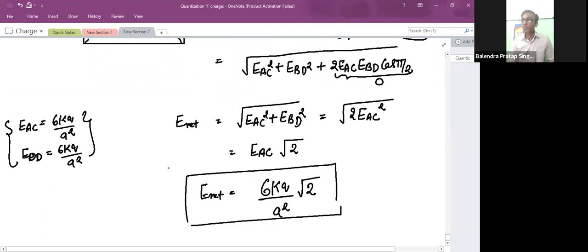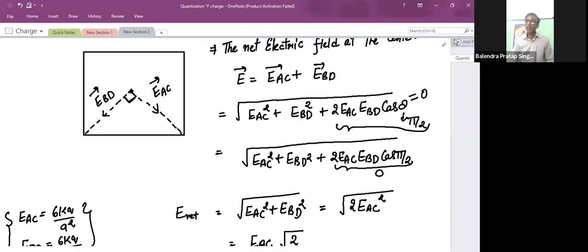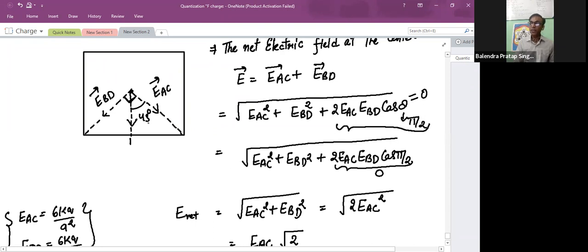As I told you, if two vectors have equal magnitude, then the net of these two vectors will bisect, meaning it will be at 45 degrees from here. The angle is 45 degrees. If these two vectors are equal and the angle between them is pi by 2, then the net field will bisect the angle between these two vectors.